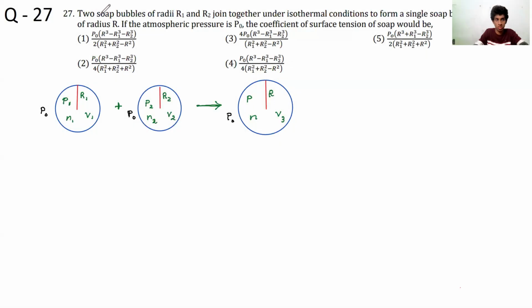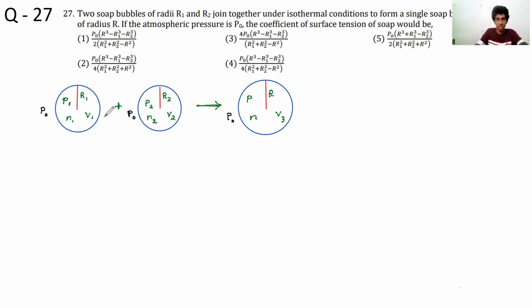Question number 27. Two soap bubbles of radii R1 and R2 join together under isothermal conditions to form a single soap bubble of radius R. If the atmospheric pressure is P naught, the coefficient of surface tension of soap would be. So this is a really good question. So this is the soap bubble with the radius R1, and this is the soap bubble with the radius R2, and this is the soap bubble with the radius R.